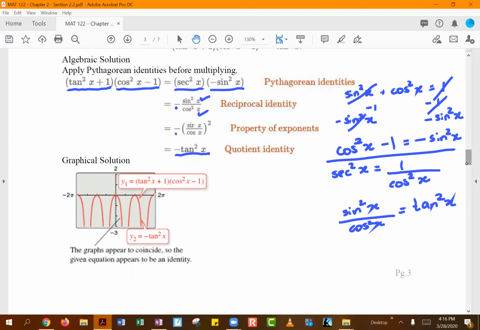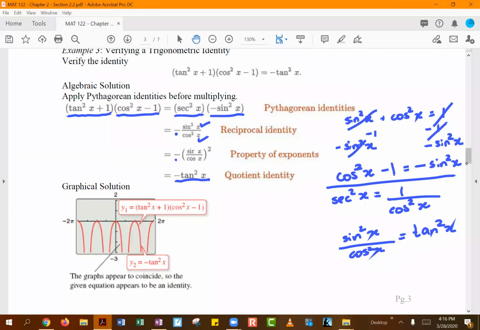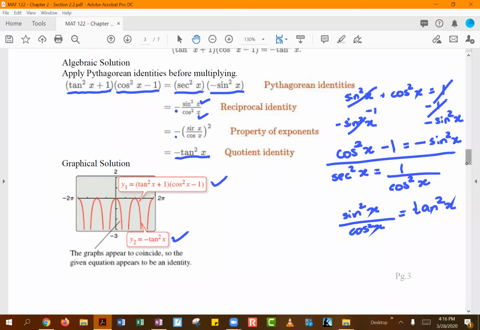Now your textbook is also showing you a graphical solution. So you will notice they've taken the left-hand side of the equation and put that as one function, and they've taken the right-hand side of the identity and put that as the second function. And they're basically showing you that when you graph each side separately, they come out to be the same graph. And since they are the same graph, or as they're saying, the graphs are coinciding, we know that this identity is going to be true. So that's kind of how the graphical method works.